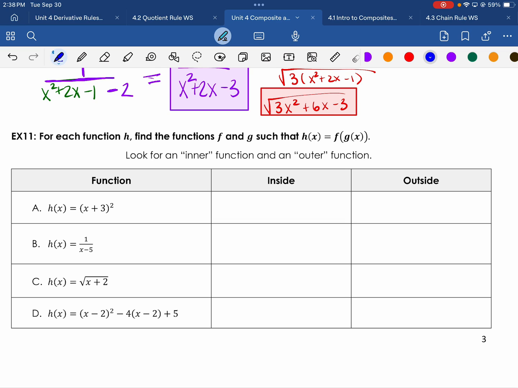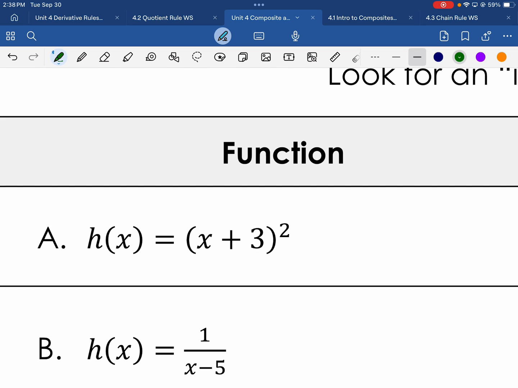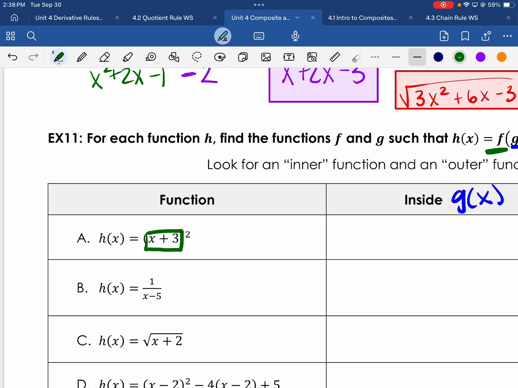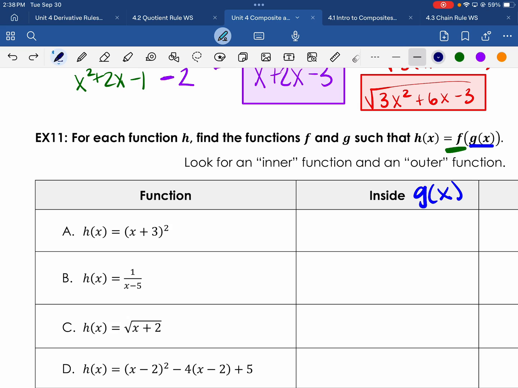So the inside function is g of x because it's on the inside. The outside function is f of x because it's on the outside. So when you're looking at these guys, look for something like inside parentheses, inside square roots, things like that. So on A, I have inside my parentheses x plus 3. So x plus 3 is my inside function.